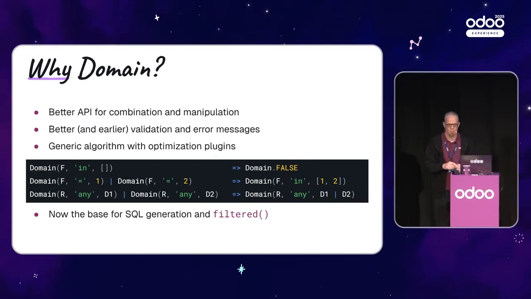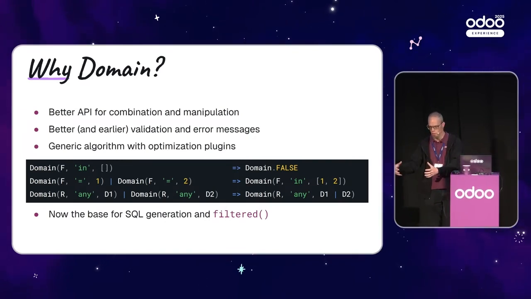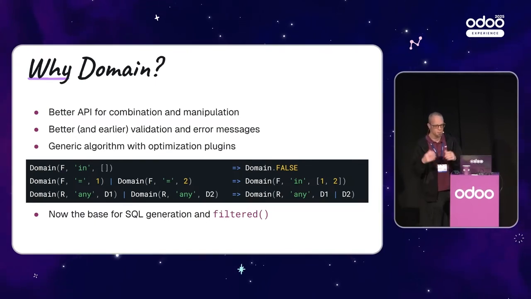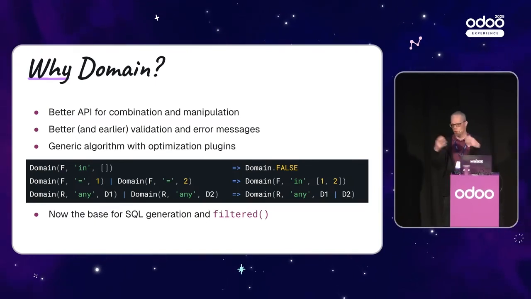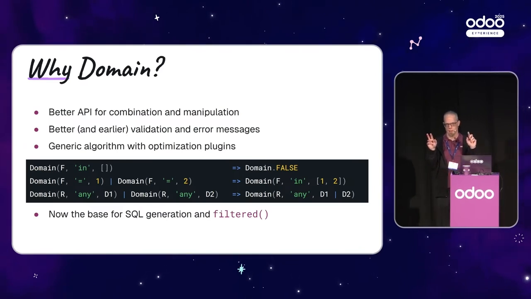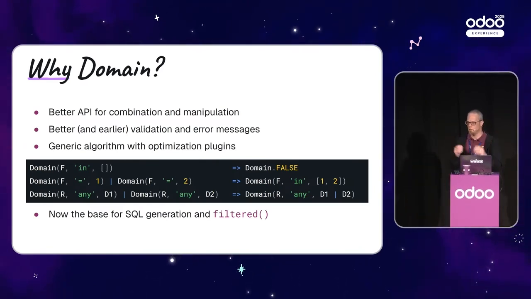And the main motivation for that object is that it would serve as a base for generating SQL, the where clauses that we put in our SQL. And it also serves as a basis for the method filter domain, which is now simply filtered.